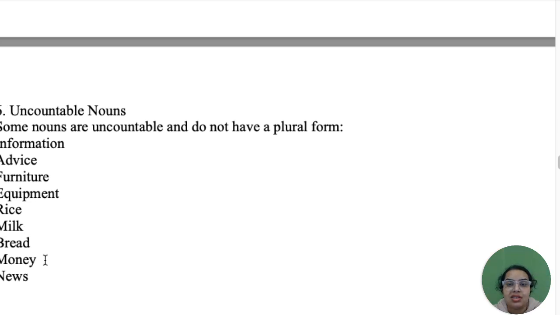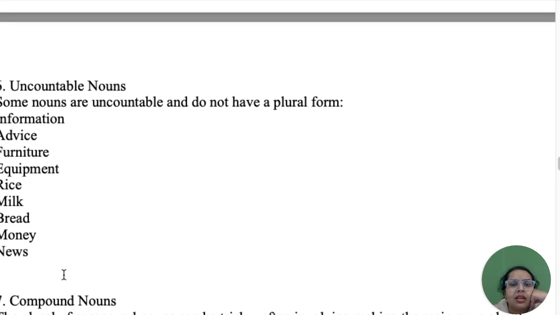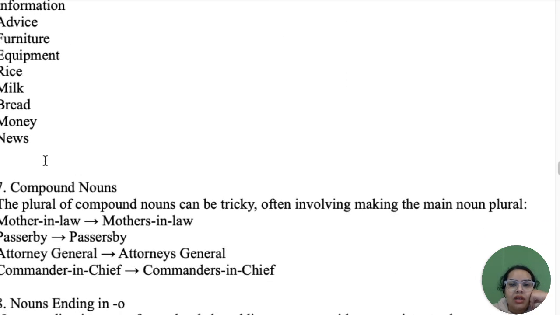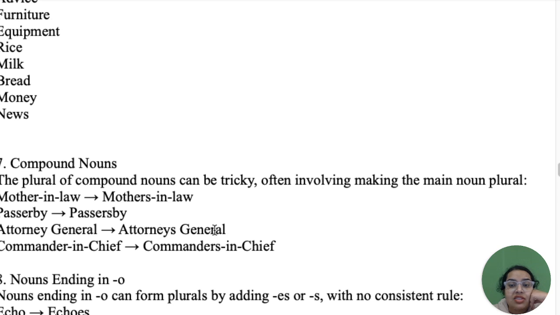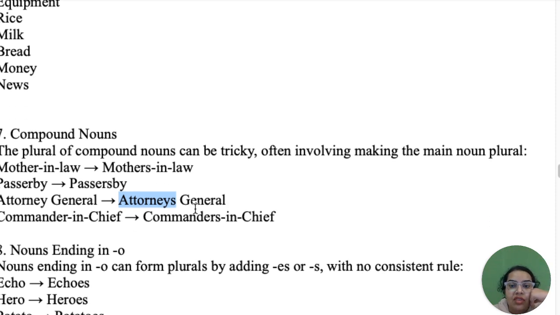Uncountable nouns, you already understand, are something that we measure. We don't give a head count of that number. So I don't say 1, 2, 3, 4, but this is something which you can easily understand. Compound nouns, how we make the plural, like attorneys general. Attorney general is singular. The main noun here is attorney. So if I want to use the plural, it will become attorneys with S, not attorney generals. General is the title. In-law is the title. Then commander in chief, commanders in chief.